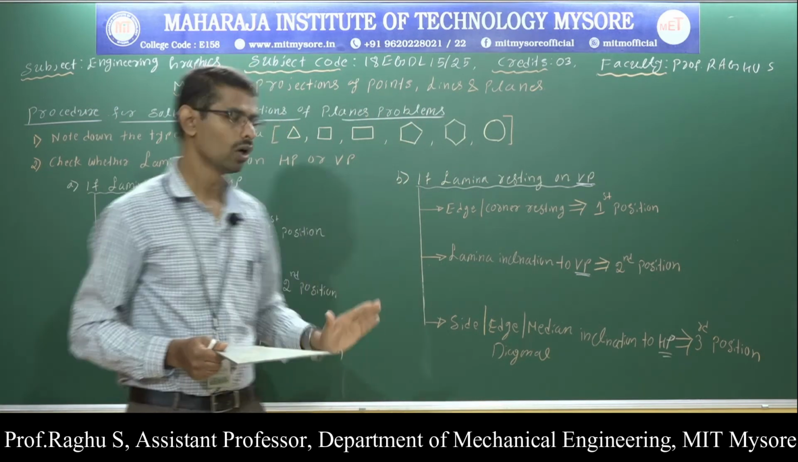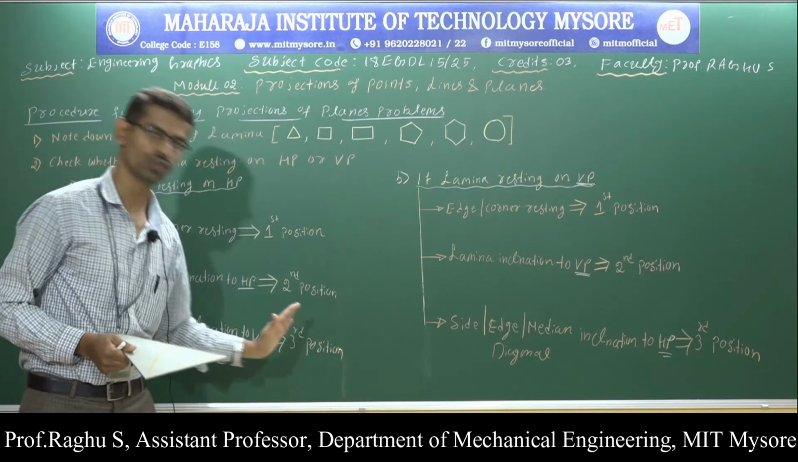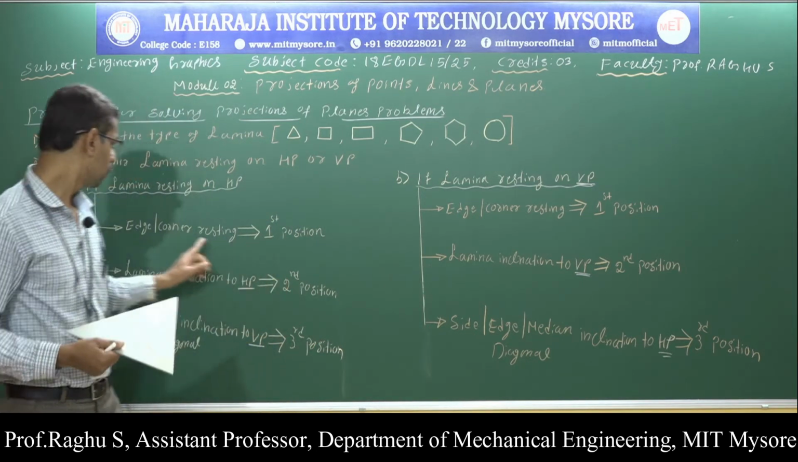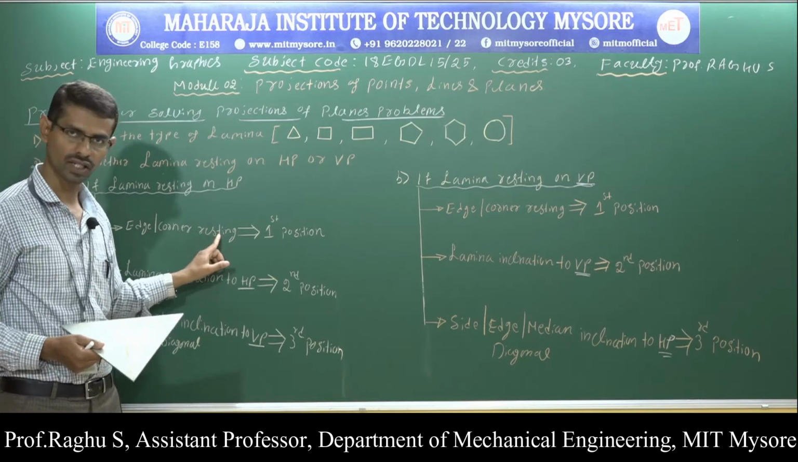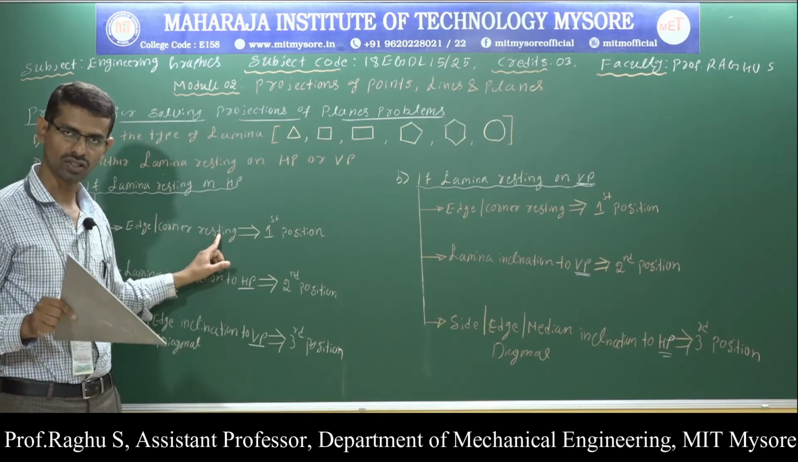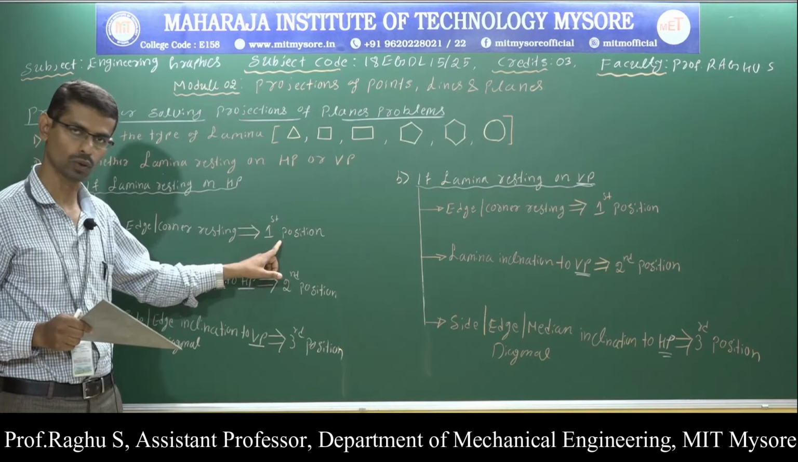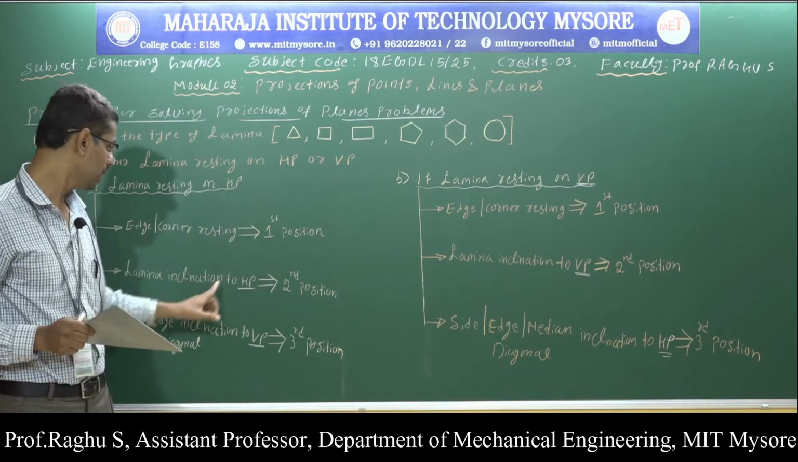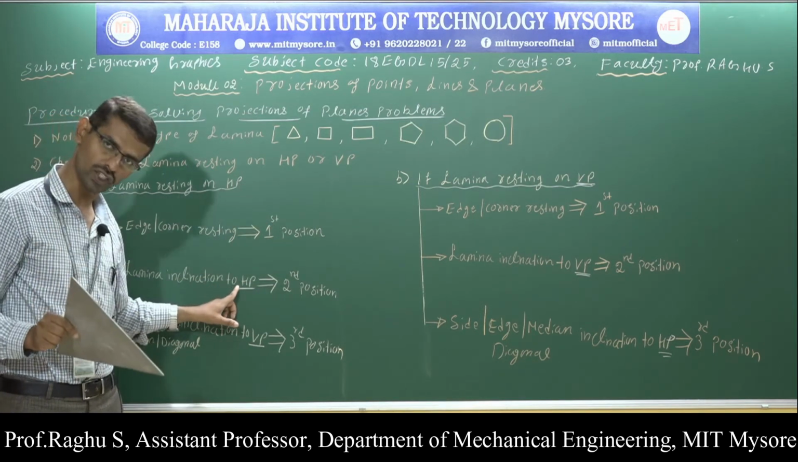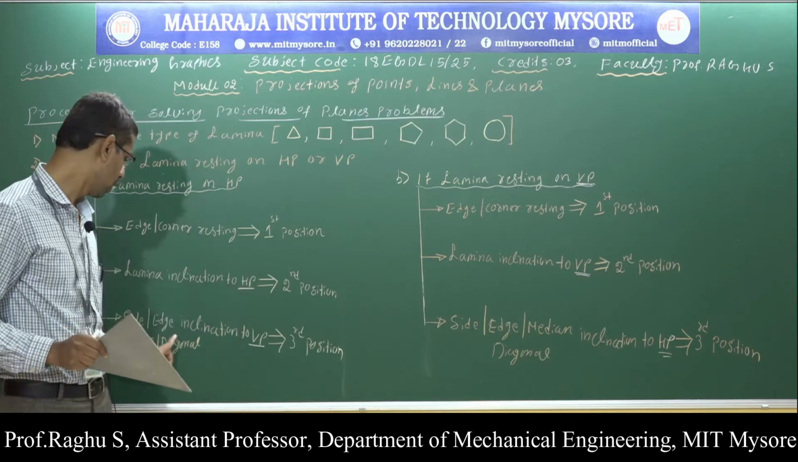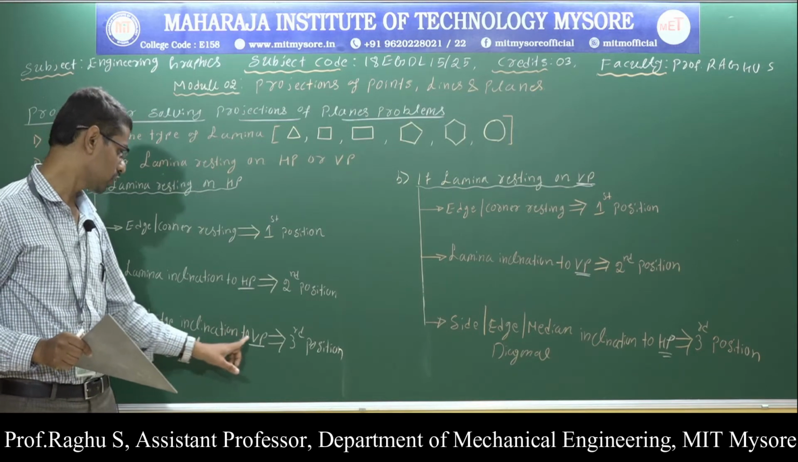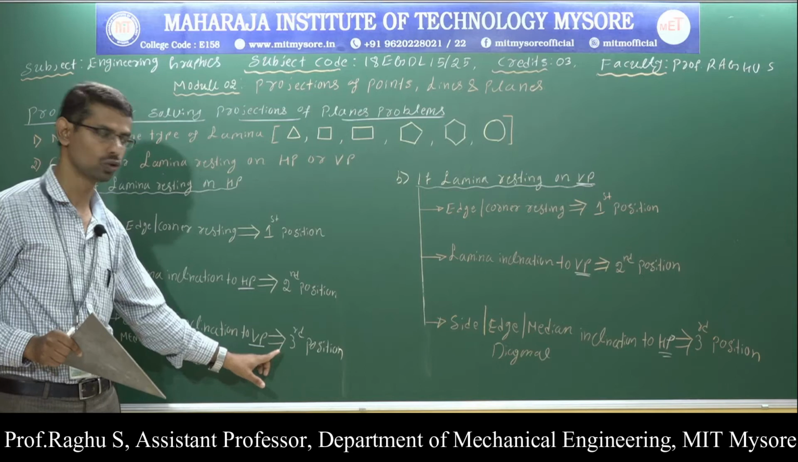Now, to draw the three positions, first note down the edge or corner resting condition. The edge or corner resting condition is used for drawing the first position. When the lamina is resting on HP, the lamina inclination with respect to HP is used for drawing the second position. Then the side or edge inclination with respect to VP is used for drawing the third position.